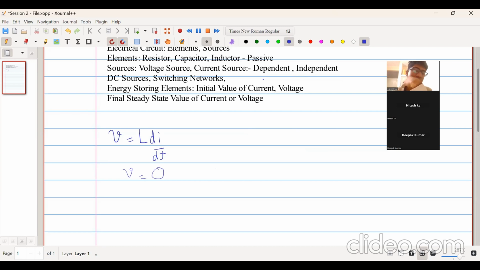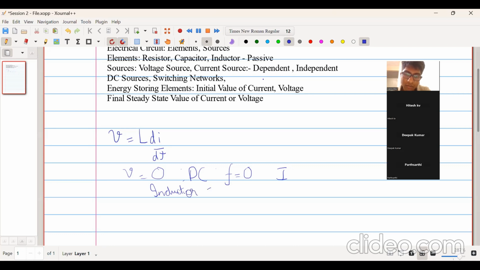That's why when we consider DC, DC means the frequency is zero. So for DC, the current will be constant, a constant value. It does not vary with time. That's why the voltage across the inductor comes out to be zero. And so for a DC circuit in steady state, we consider the inductor to act as a short circuit.